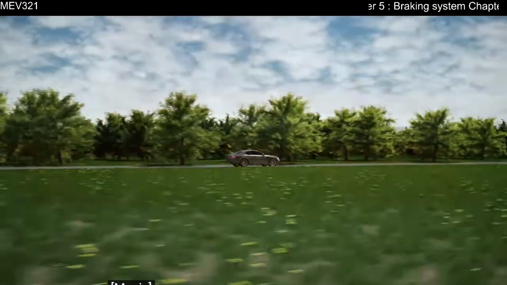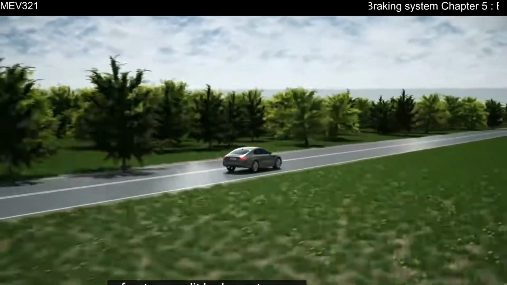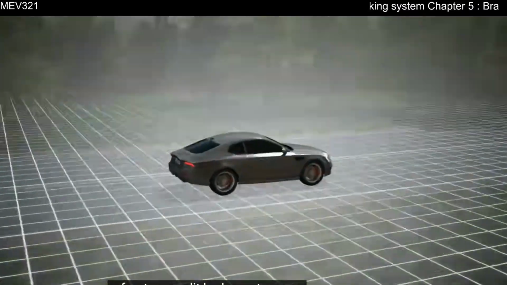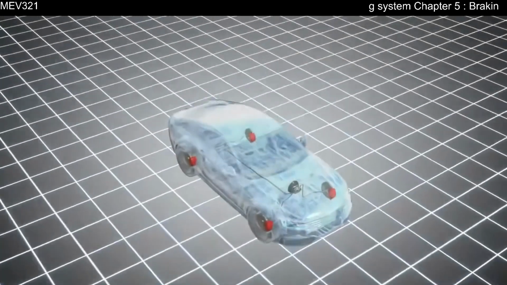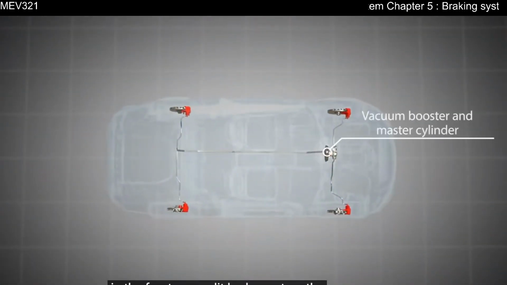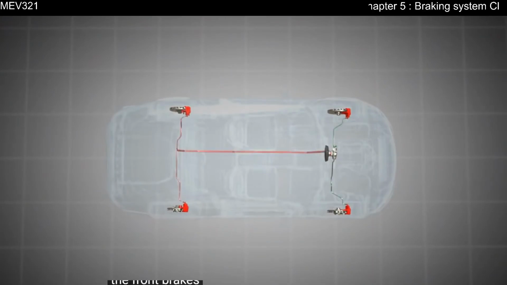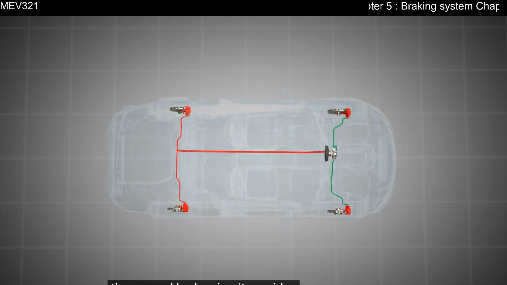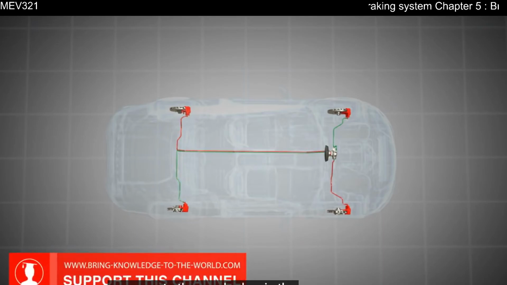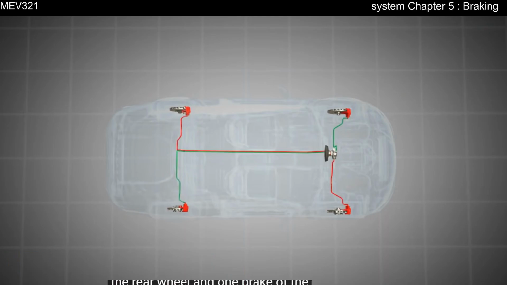Passenger vehicles typically have either a front-rear split brake system or a diagonal split brake system. In the front-rear split brake system, the first brake circuit provides pressure to the front brakes. The second brake circuit provides pressure to the rear brakes. In the diagonal split brake system, one brake of the rear wheel and one brake of the front wheel are supplied by one of the two brake circuits.